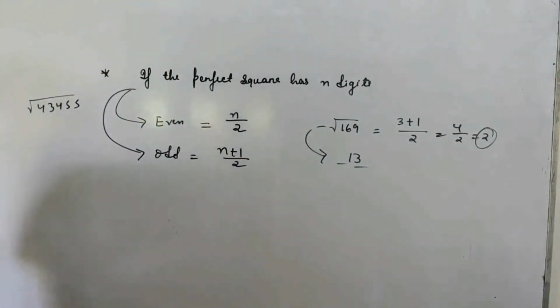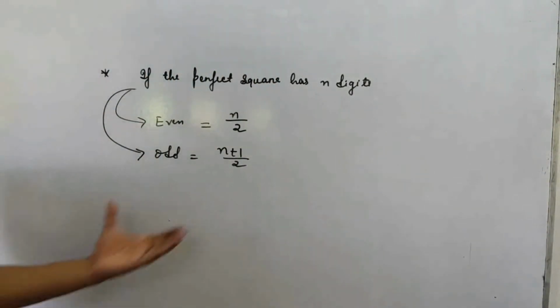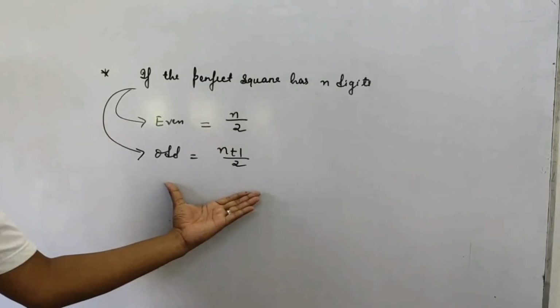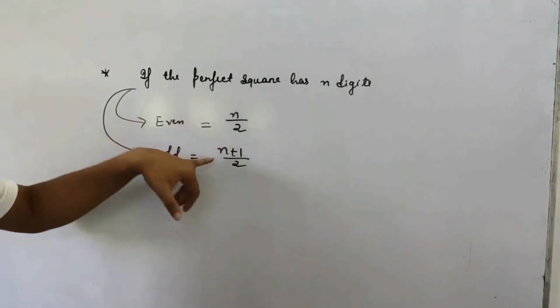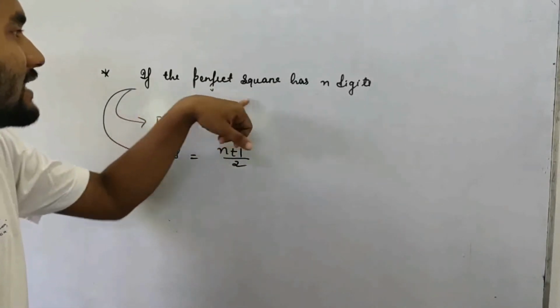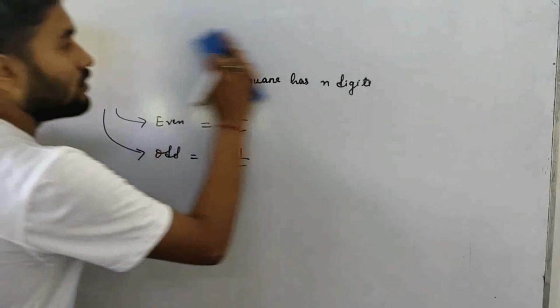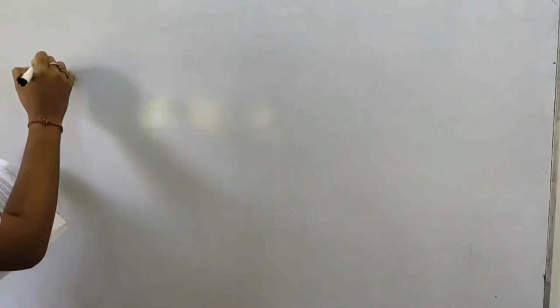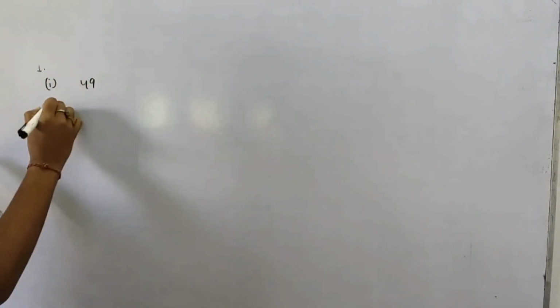So this is the formula. Understood? For even it is n by 2, for odd it is n plus 1 by 2. And what is this n? n is the number of digits in that perfect square. Okay, let us start. Question number 1. What is there? 49. Solution.